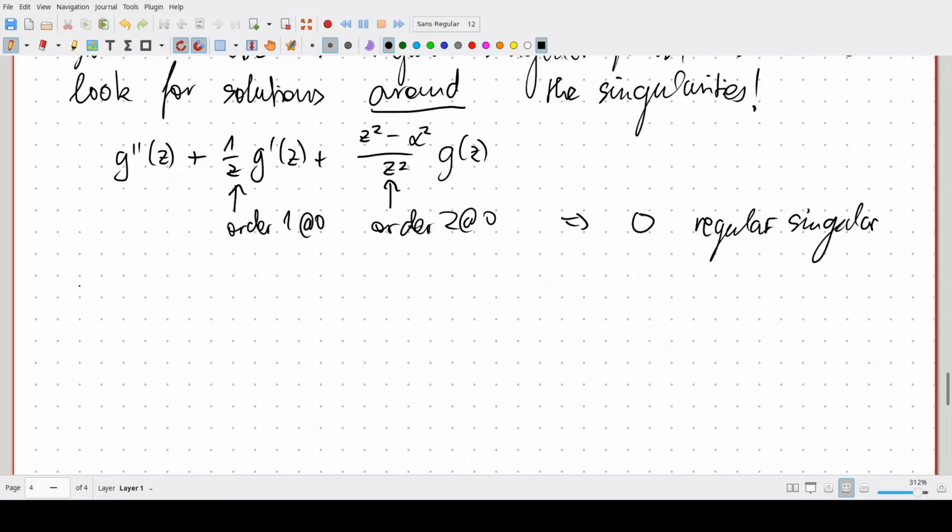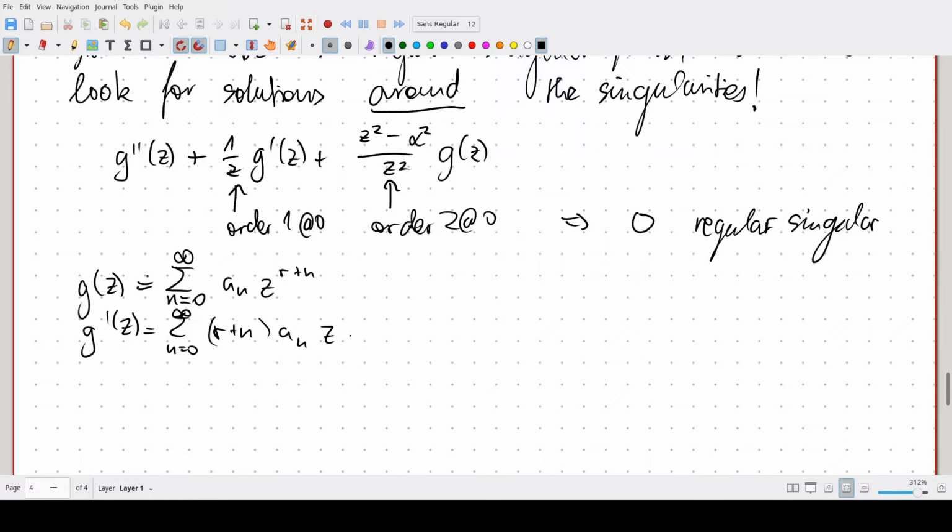So what we can do now is we can guess g of z is equal to some slightly generalized power series, the sum of an z to the r plus n, and then the first derivative, note that we're now not starting at 1 because the first term doesn't actually drop out, is the sum of (r plus n) an z to the r plus n minus 1, and the second derivative is (r plus n)(r plus n minus 1) an z to the r plus n minus 2.